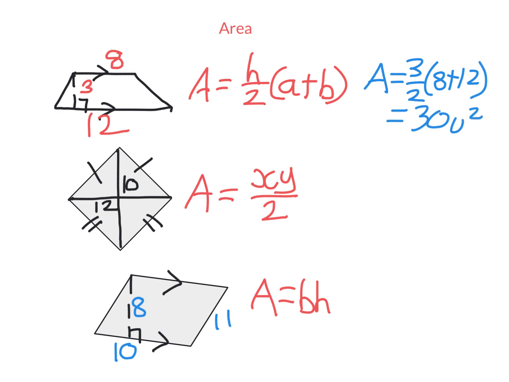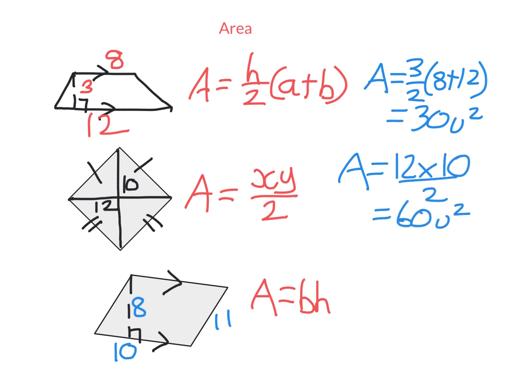So this shape here is a kite. We know that because it has 2 pairs of adjacent equal sides. Note that all rhombuses are kites, so we can also use this formula for a rhombus. So how do we find the area? What we do is simply multiply together the 2 diagonals and divide by 2. So this will just be 60. Once again, I write units squared.